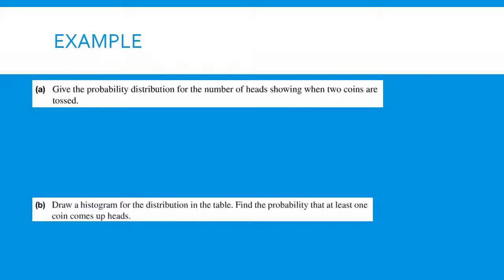Okay, a couple of examples. A, give the probability distribution for the number of heads showing when 2 coins are tossed. B, draw a histogram for the distribution in the table that you're going to do in part A. And C, find the probability that at least 1 coin comes up heads. All right, pause the recording, see if you can do this, and resume to check your answer.